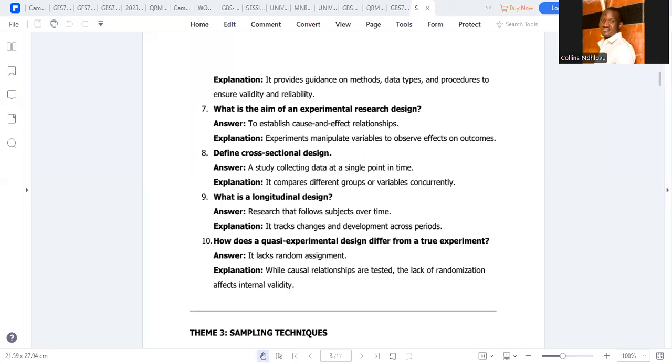We also have what we call quasi-experimental research. What is the difference? This question usually comes up. How does it differ from experimental research? Can somebody confidently tell me the difference between quasi-experimental and experimental?